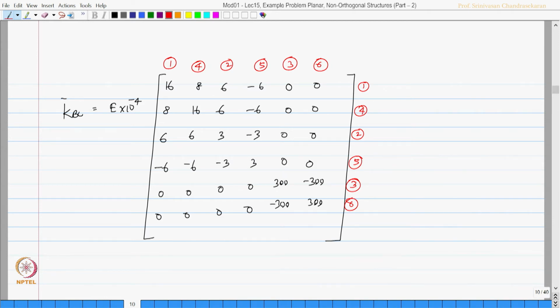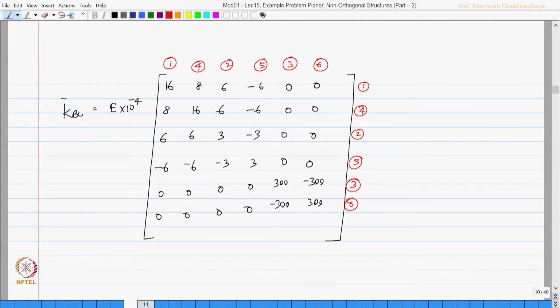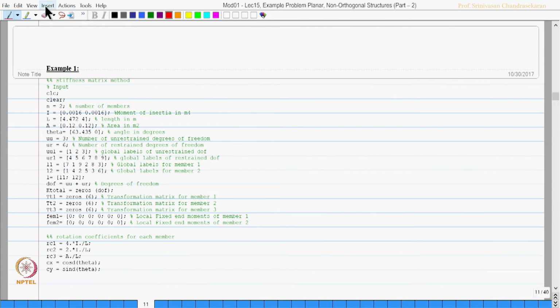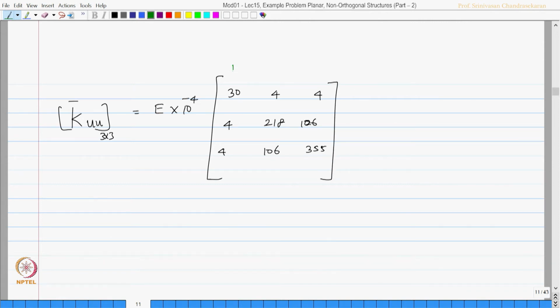Okay. Now, assemble this matrix, get k total, then plug out k UU, and we get k unrestrained bar, which is a 3 by 3 matrix, which will be equal to E into 10 power minus 4: 30, 4, 4; 4, 218, 106; 4, 106, 355, and the degrees of freedom would be 1, 2 and 3, which are unrestrained as the degrees of freedom for the given problem.